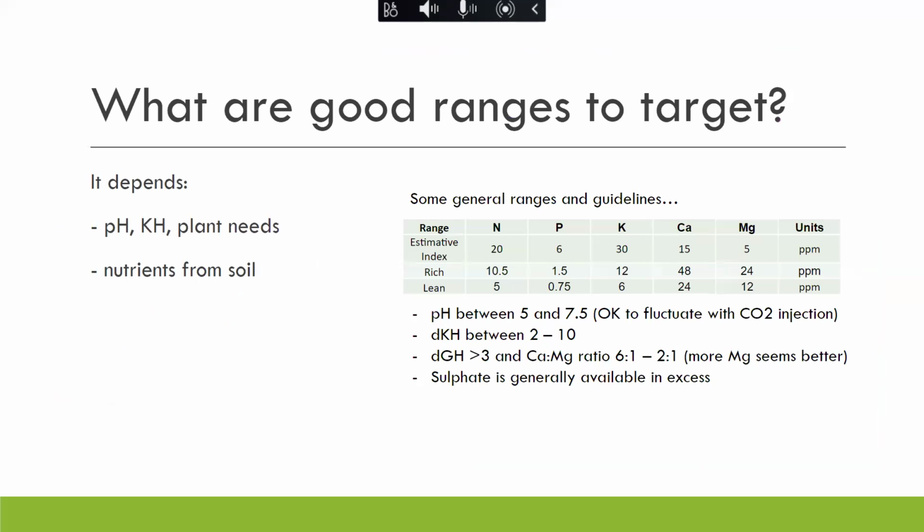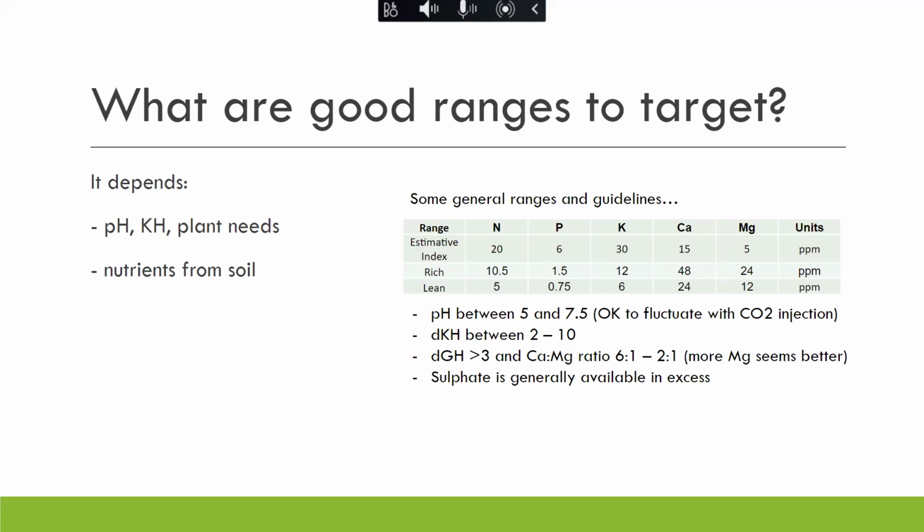So what are good ranges to target? Well, the answer is it depends, and there's no one answer. It depends on what the pH of your water is, what the KH of your water is, what kind of plants you have, what nutrients you have in the soil. So here are some general ranges and guidelines.